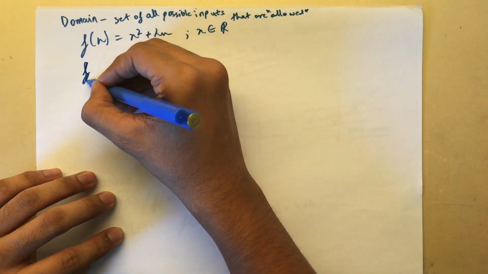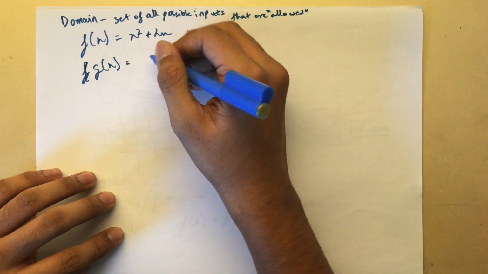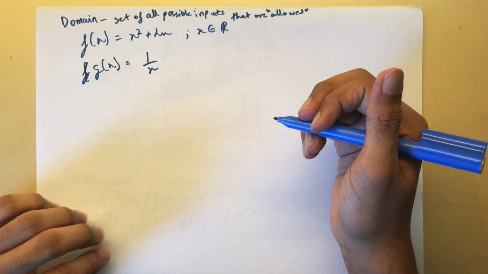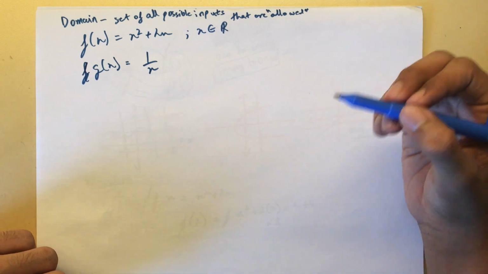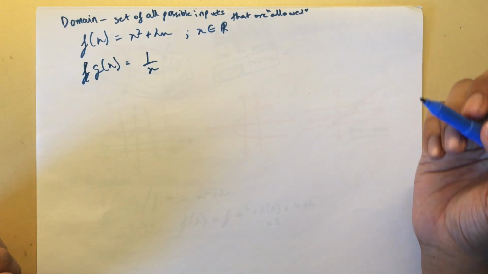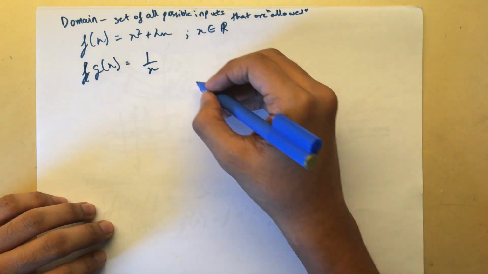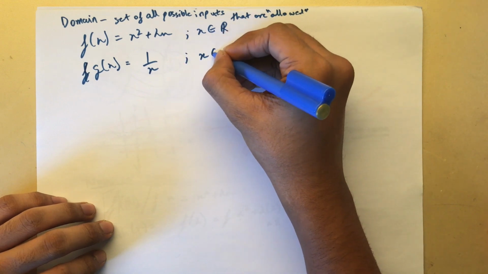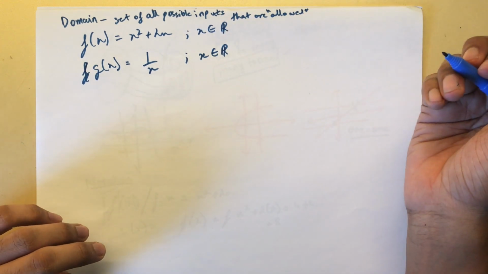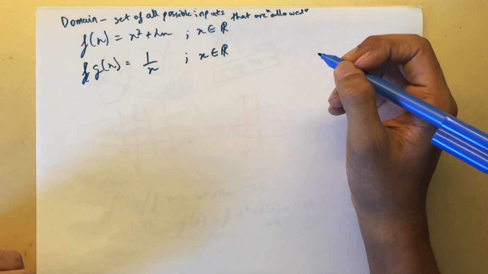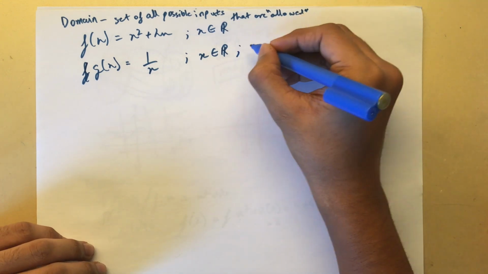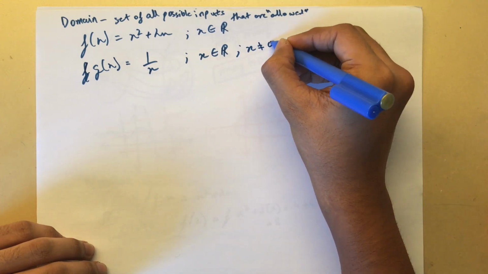However, if we had something like g of x is equal to 1 upon x, now we know that we can't have the denominator be equal to 0 at any point. So, we would say that this belongs to the real number line because we're assuming that we can input the whole number line, but x cannot equal 0.